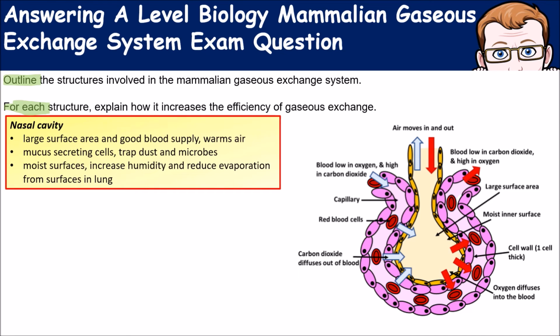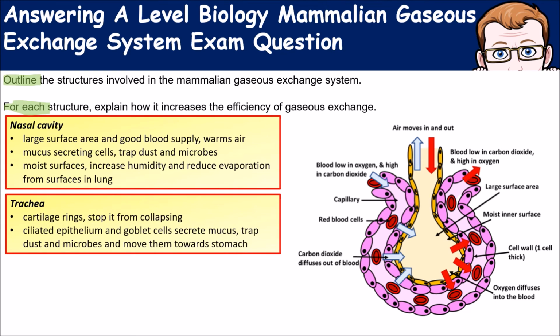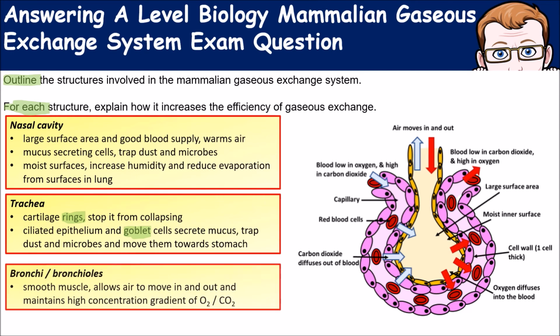So, start off with the nasal cavity. Like we said, it has a good blood supply that keeps the air warm, it secretes mucus to trap dust and microbes, and it has a moist surface, so it stops the evaporation of water. Then move on to the trachea. Talk about the cartilage rings that help keep it open, goblet cells that secrete mucus that traps dust and microbes, and ciliated cells which then move that towards the stomach.